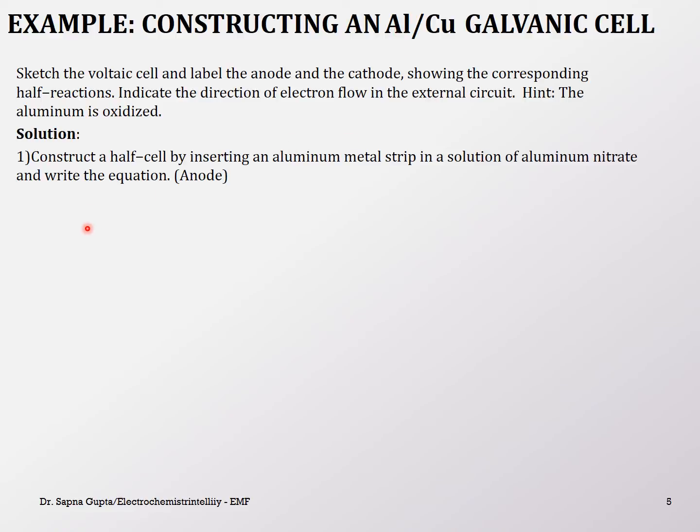So the first thing I would do is construct the half cell by inserting an aluminum strip. So I'll start with the anode. Okay, I'll start from left and go right. So aluminum strip in a solution of aluminum nitrate, and write the equation also. And this is going to be my anode. Why did I pick aluminum nitrate? Just because. I could have picked aluminum sulfate if I wanted to. It doesn't matter. So here is my aluminum strip.